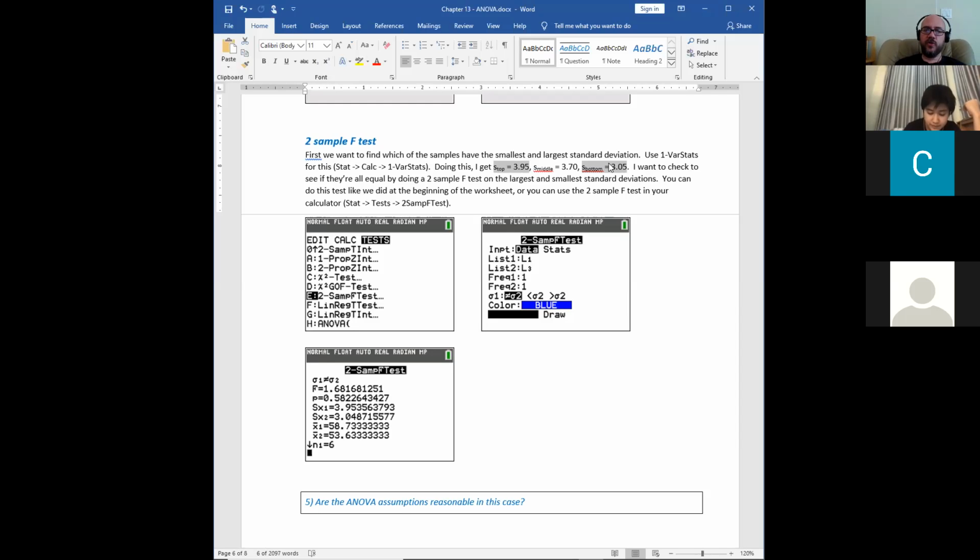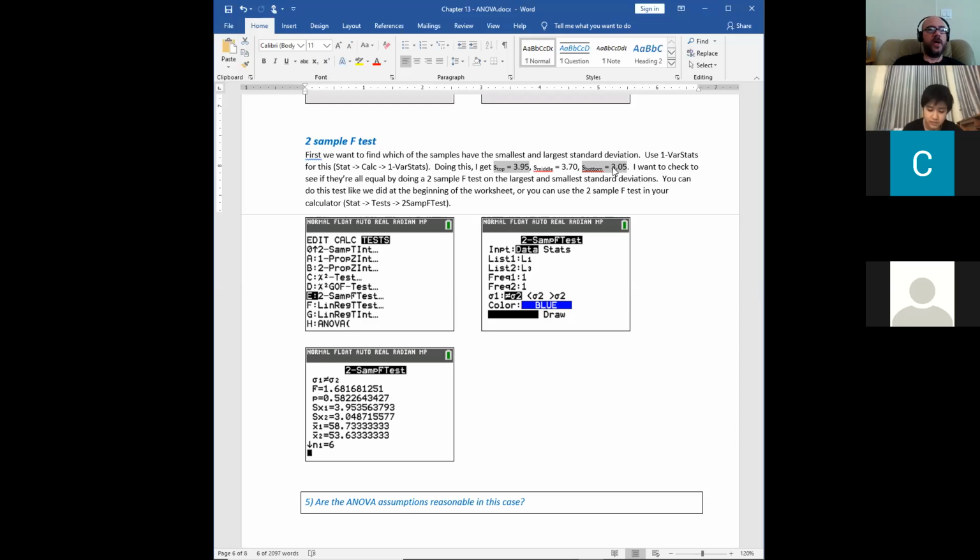So we can do a bunch of two sample F-tests, but we only really need to do the biggest and smallest. Right. Yeah. And so that's what I did. I did one variable stats on all three lists, and then just wrote down the standard deviations for each one. And then I want to do a two sample F-test on these two standard deviations. Now, we could do it just like we did at the beginning of the worksheet, right? We find S top squared over S bottom squared, and then we do a not equal to hypothesis test.